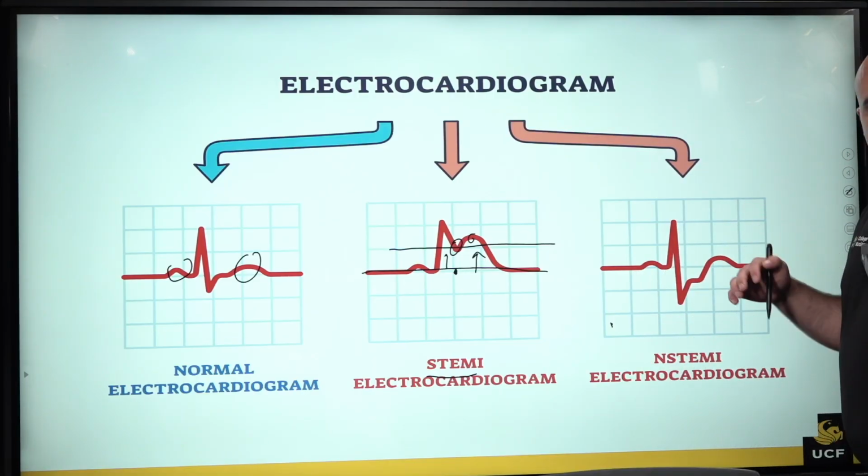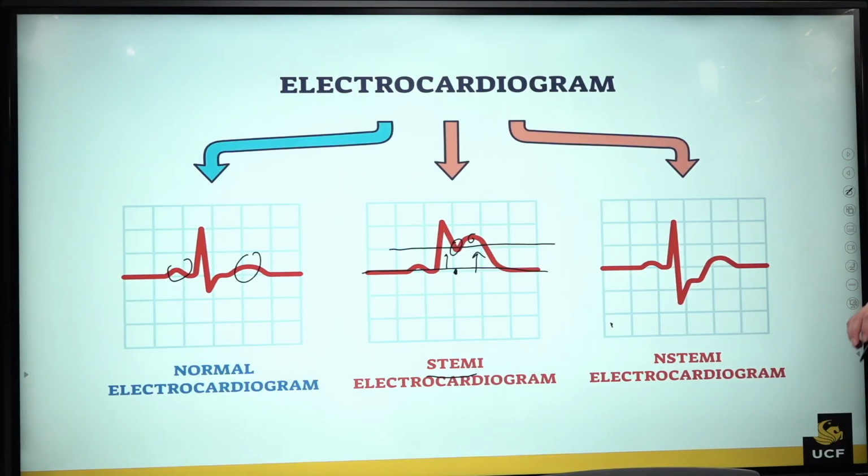And then our other EKG, and I'll step out of the picture so you can see this better, is our NSTEMI. And in our NSTEMI, meaning non-ST elevation, we may have some ST depression, which you see there. It's going below the isoelectric line.